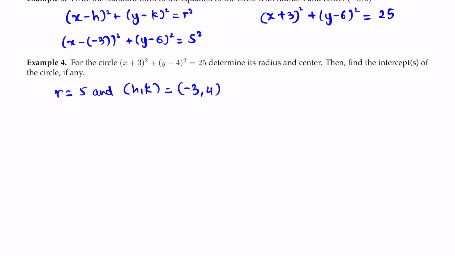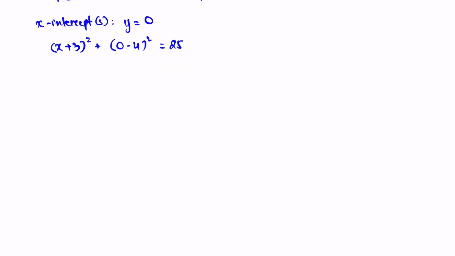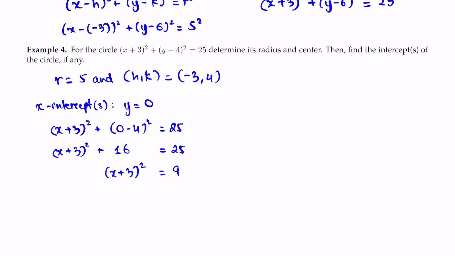Now to find the x and y intercepts algebraically, for the x-intercept, what is y equal to? 0. For the y-intercept, x equals 0. So for the x-intercept, y equals 0; you substitute y into the equation and you get the value of x. So you do (x plus 3) squared plus (0 minus 4) squared equal to 25. Here you get (x plus 3) squared plus 16 equal to 25. Now I'm going to move 16 to the right-hand side and I get (x plus 3) squared equal to 9.